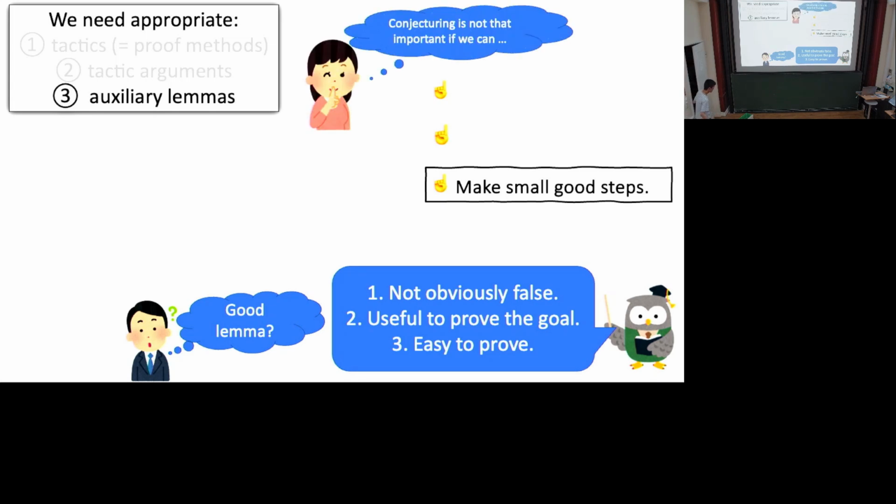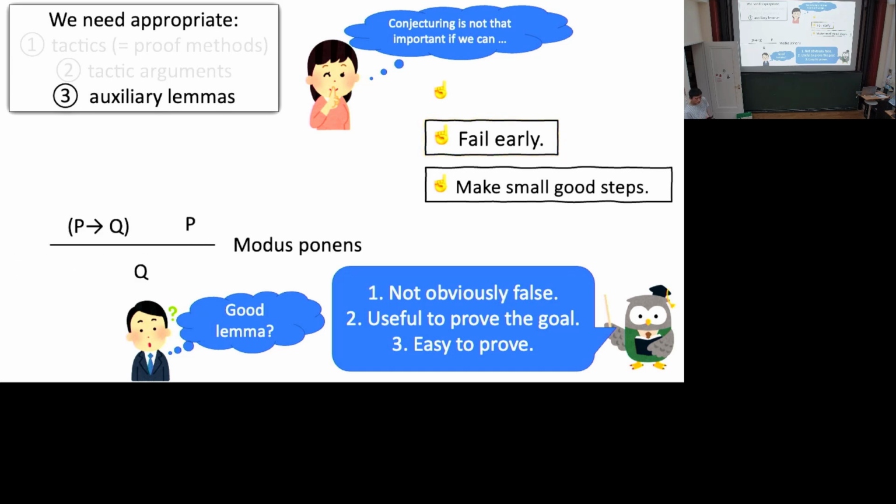Coming up with the right lemma is often called conjecturing. People say that it's an important problem, but a challenging one. But I think that coming up with the right or good lemma straight away is not actually necessary if we can fail early. How do we do that? So my idea is to use modus ponens.